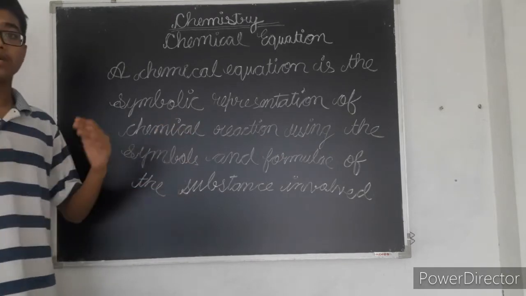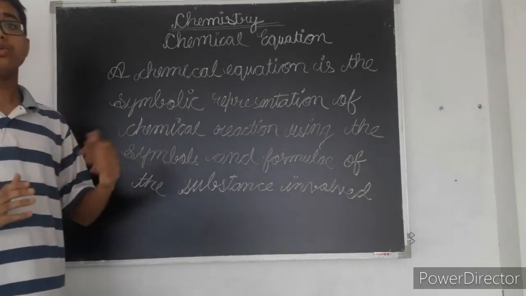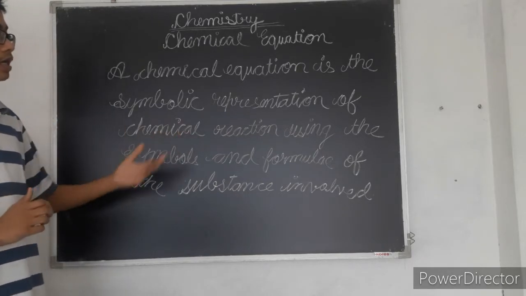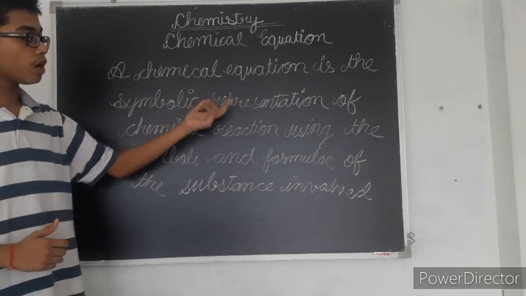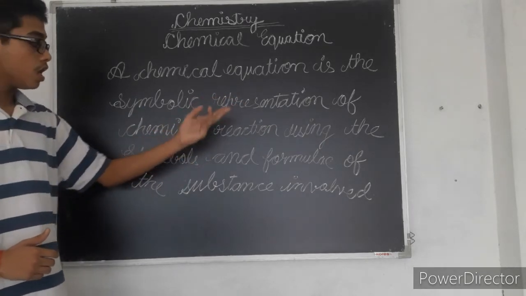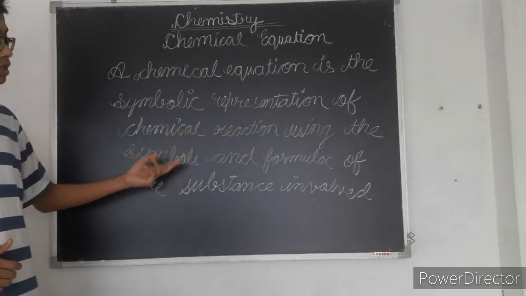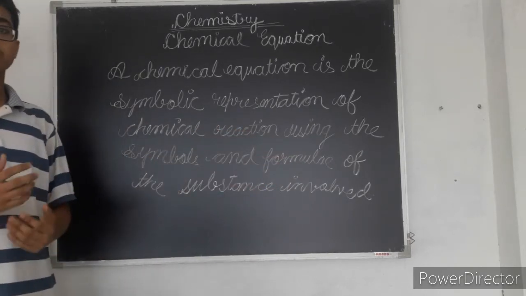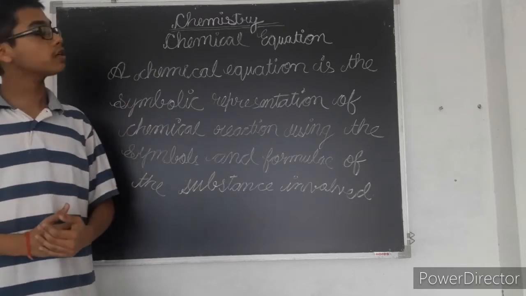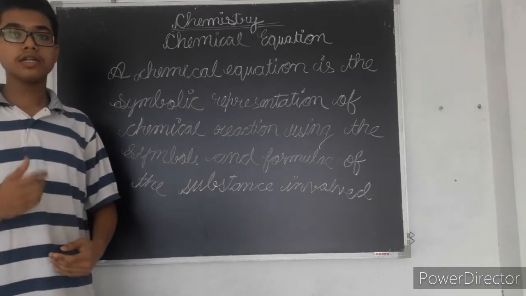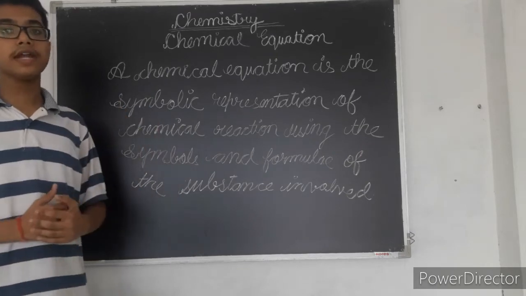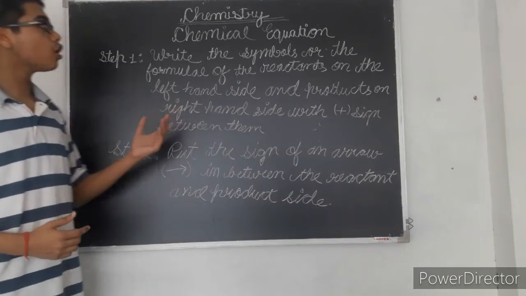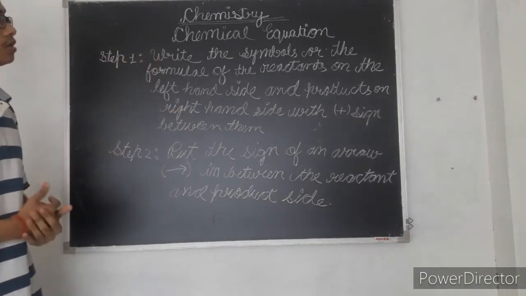Chemical reaction means when two or more than two reactants react with each other to form a product, it is called the chemical reaction. So it is the symbolic representation of chemical reaction using the symbols and formulas of the substances involved, means the substances which are involved in the chemical reaction. Now let us study about the steps of writing a chemical equation.